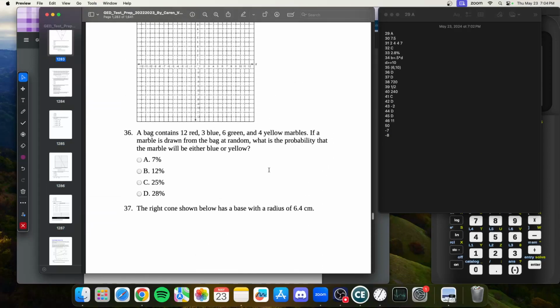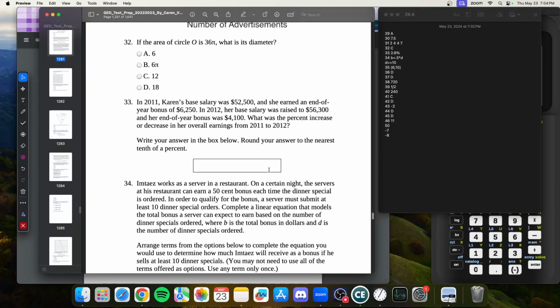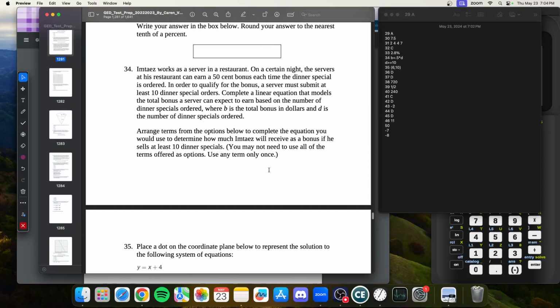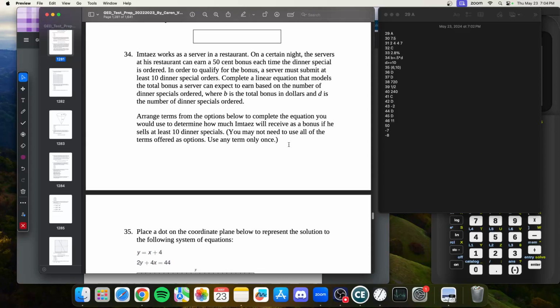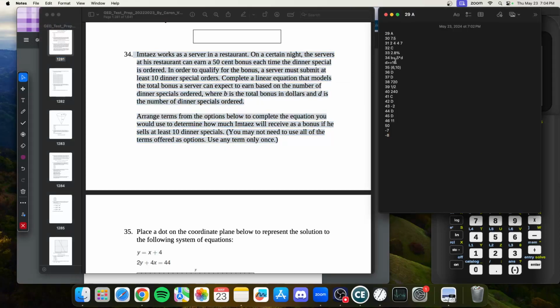Not bad for doing all that in like 11 minutes. Definitely, in the real test, you guys would have had over 30 minutes to do that. We had this problem where they're like, "Oh, arrange the terms from below," and there were no terms. So I wasn't really sure what to do here. Unfortunately, I missed that one just because the question was broken. It's fine. I can deal with that.